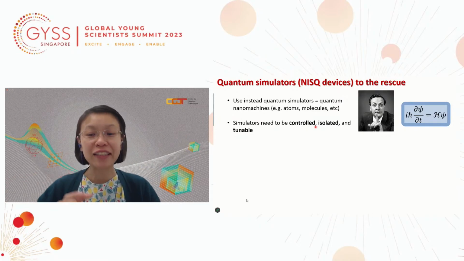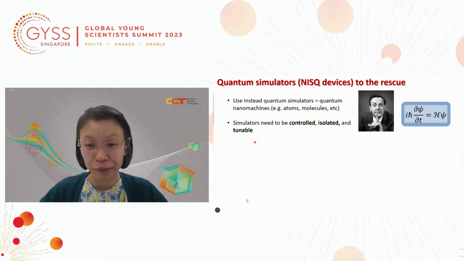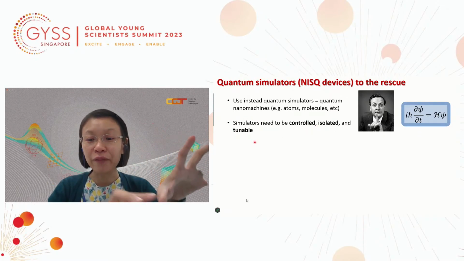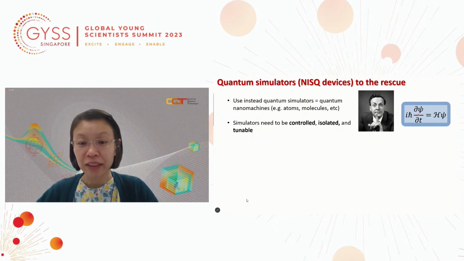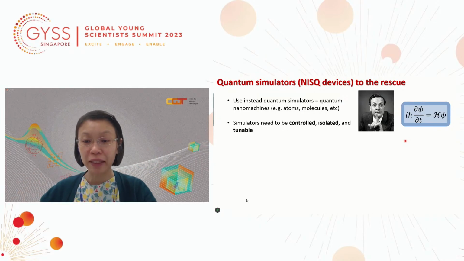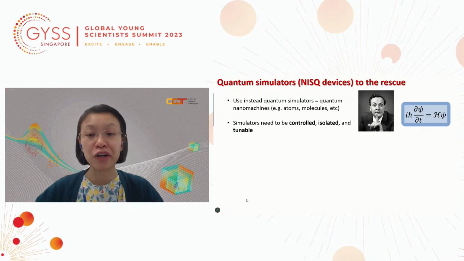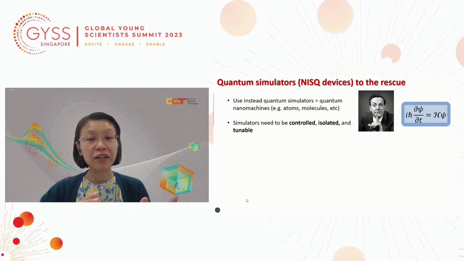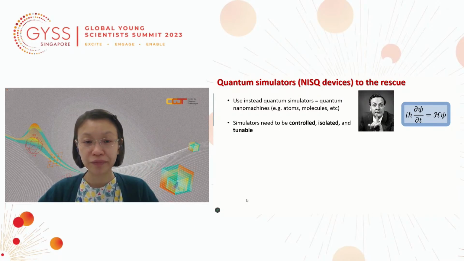And Feynman is right that it's not so easy, because these simulators need to be controlled, isolated, and yet tunable. However, once you can set up these simulators to obey the same equations as those that model the complex phenomena, then you can simply perform your analog simulation by letting your atoms or molecules evolve in time. And then you can read out the answer by making measurements on the states of your atoms or molecules.